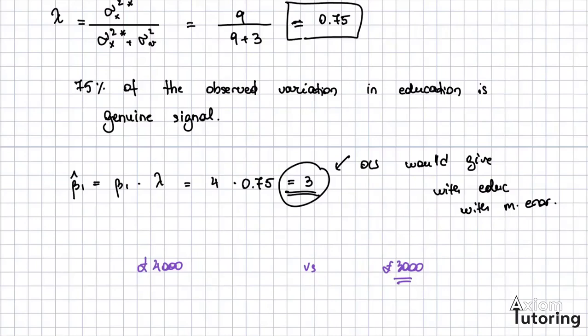Overall, the key takeaway that you have from here is that with the attenuation factor, you can check how much of the actual true effect is drowned by the noise. And then you can see how much this measurement error in X pulls the coefficient towards zero. And the attenuation factor tells you exactly how far towards zero that pull is.